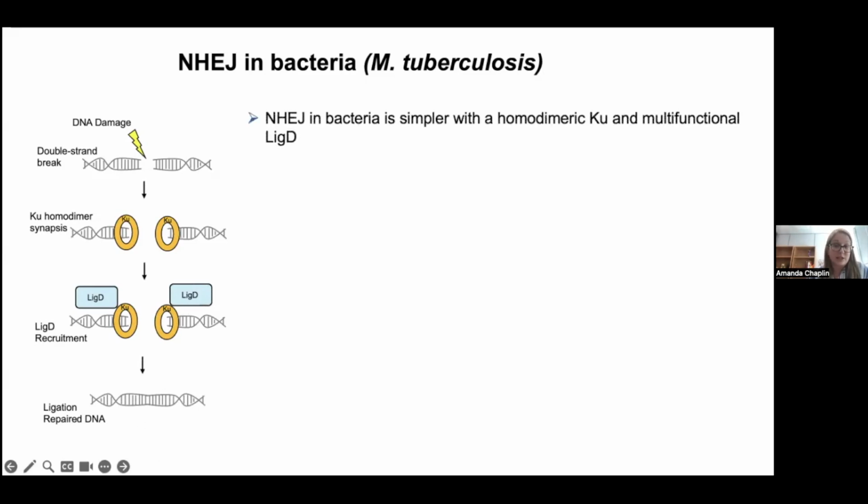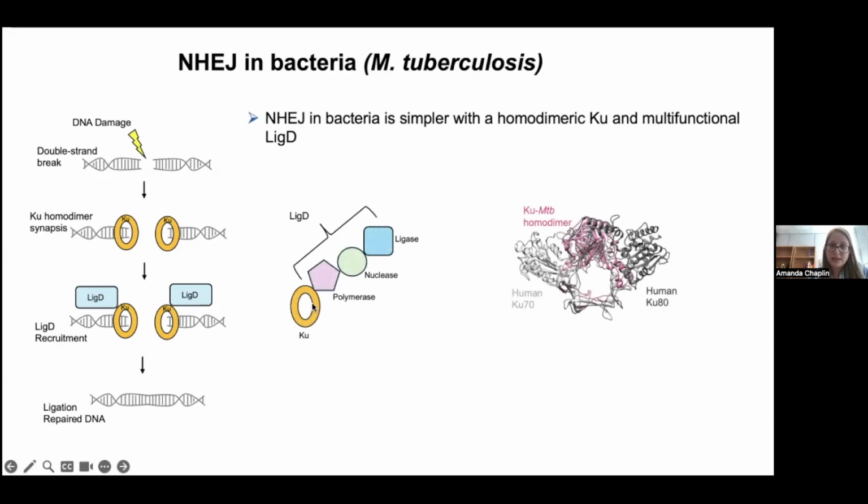So NHEJ is simpler. This is Ku here, and this is LigD. LigD is made up of a ligase domain, a nuclease domain, and a polymerase domain. So it's able to do a whole host of different mechanisms and functions that in humans multiple proteins do. And Ku is a homodimer in tuberculosis, and you can see here in pink it's much smaller than in humans. Humans have these VWA domains that we just looked at, whereas in MTB it doesn't have them anymore. And maybe that's because it doesn't need to bind these other accessory proteins like it does in humans.